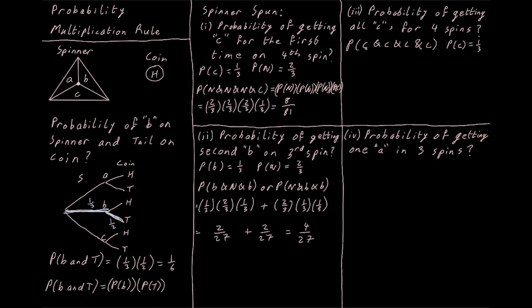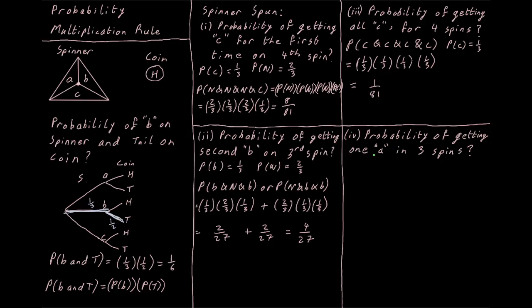So all we would have to do is multiply them together. A third of the time we get a C, and then a third of that time we get another C, and a third of that time we get another C, and a third of that time we get another C. That's all that's happening. So we multiply all of that together, and 1 out of 81 times we would get 4 C's in a row.